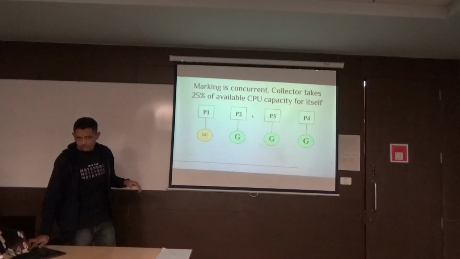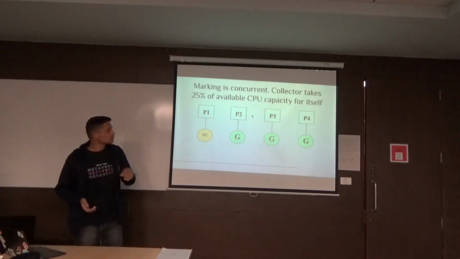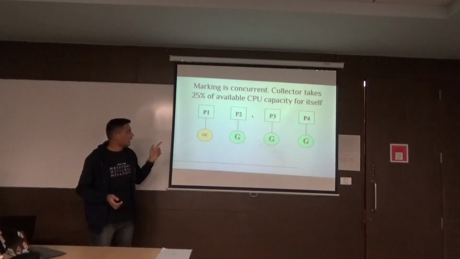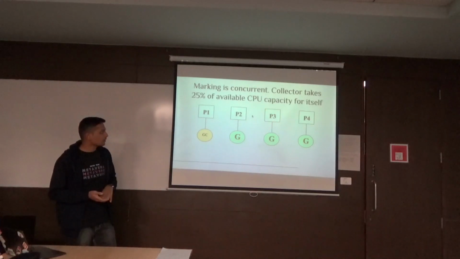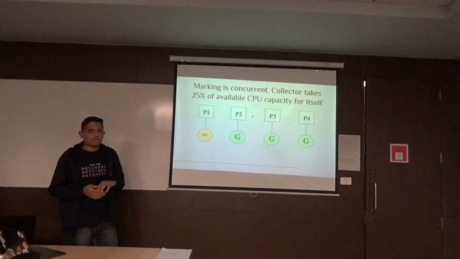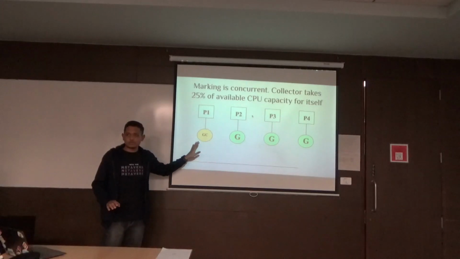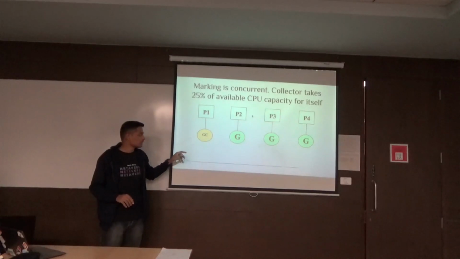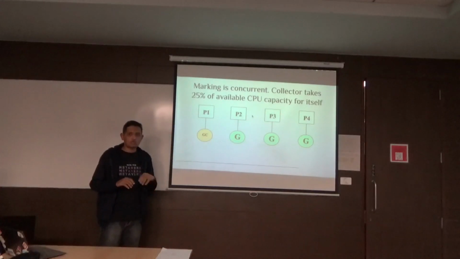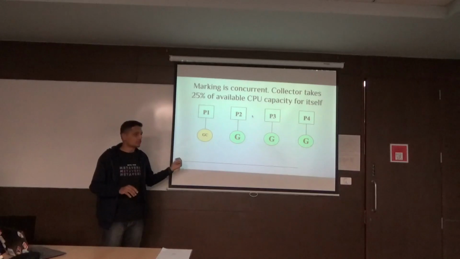So yeah, I hope the idea of marking was clear. Marking is concurrent, and the collector takes 25% of available CPU capacity for itself. Our program was allocated four computational processes, so 25% of whatever processes are available will be used for marking.